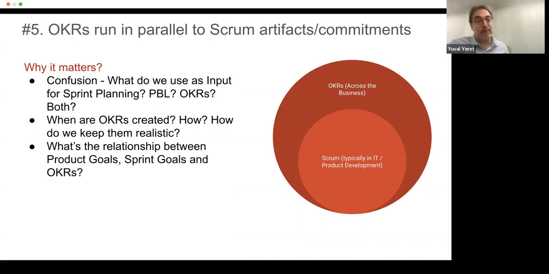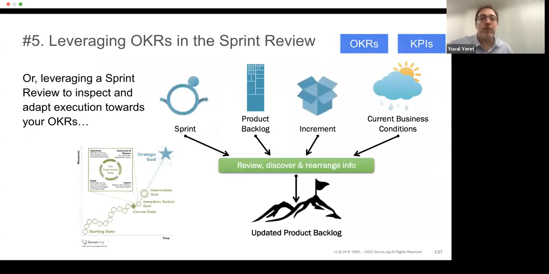OKRs are typically set for the quarter. We plan sprints in Scrum. How do we cross this gap? So there are a lot of questions there, and solving all of these mapping challenges might be more than we can cover today, but that's exactly what organizations are starting to look at. One example of a way to bring these two worlds together is to leverage OKRs in the sprint review.